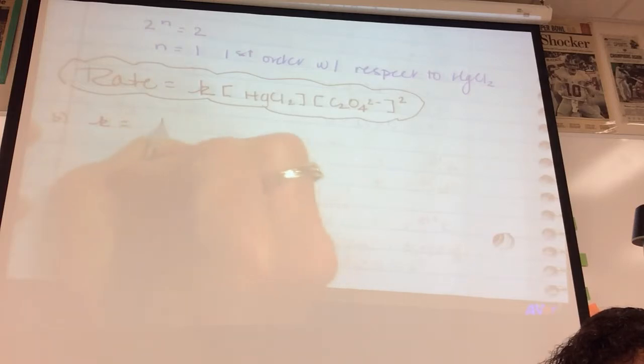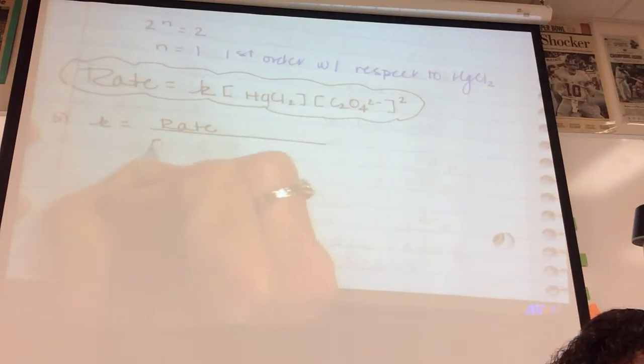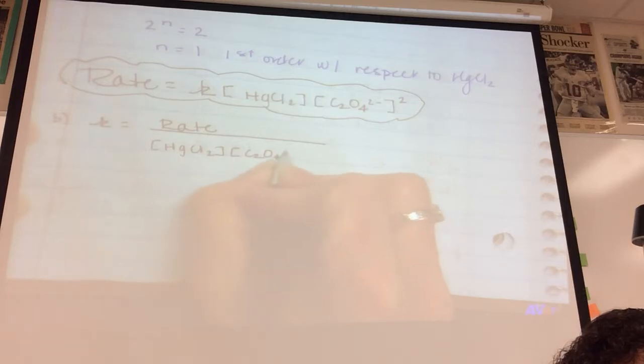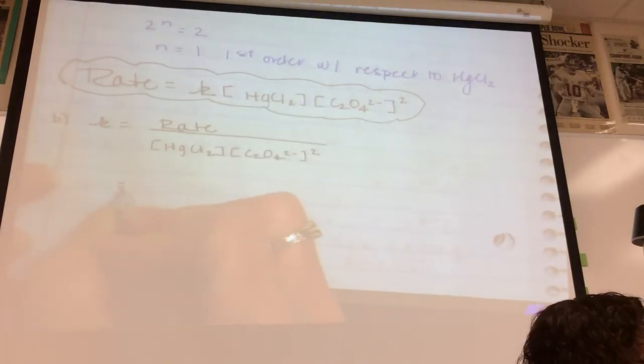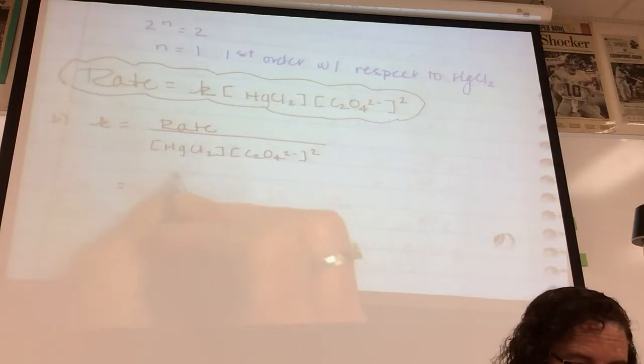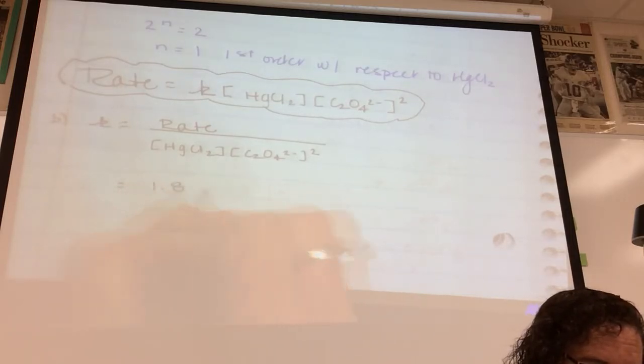k is equal to rate over mercury 2 chloride, oxalate ion, squared. Don't forget to square. That's the most common error that kids will make. I'm using the first line of experiments.